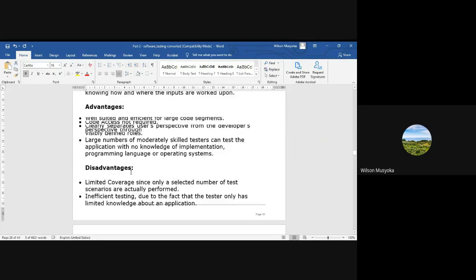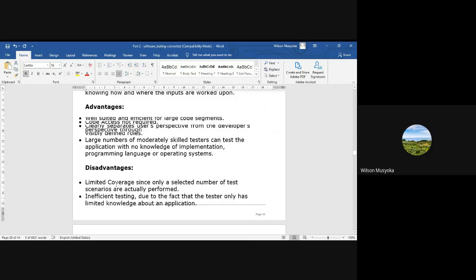So the advantage of this is that it is suited for large code segments. The code access is not required. It clearly separates users' perspective from the developer's perspective, and large number of moderately skilled testers can test the application without any knowledge of the programming language or the operating system.